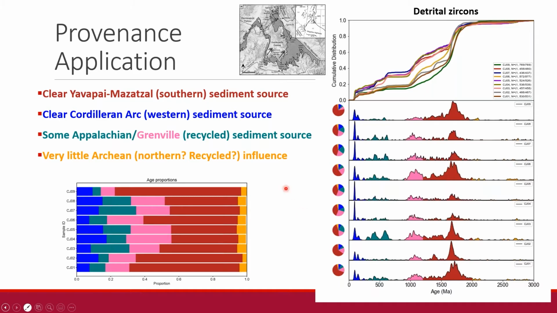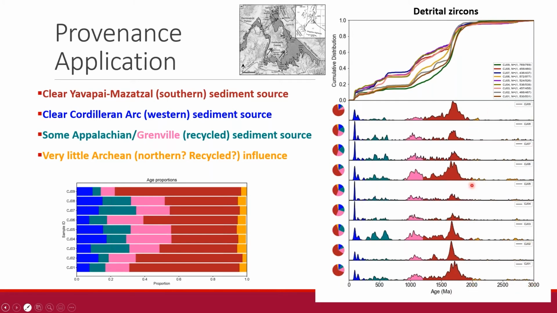It basically aligns with what has been previously interpreted for the entire Kaiparowits Plateau. We see a very strong Yavapai Mazatzal southern sediment source. That's this red peak here. We see a clear Cordilleran Arc source, that's this blue peak here. We see some Sevier recycled sediments, which are in the Appalachian and Grenville sort of age ranges. And we also see a very small, but still present, Archean source here.